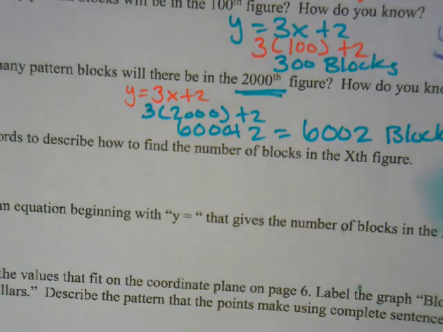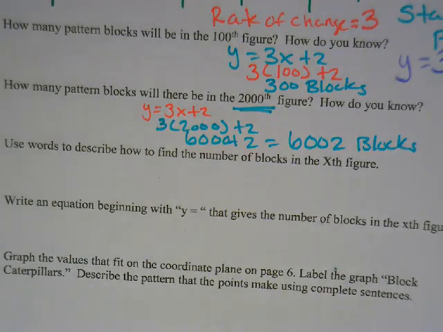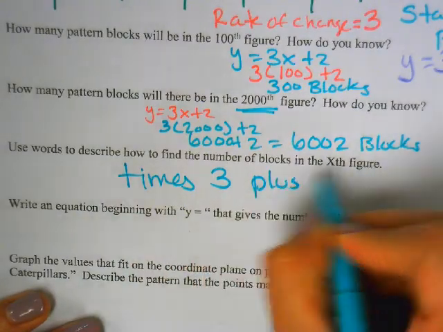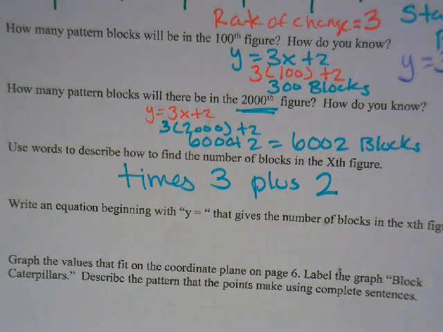Okay, the next one says, use words to describe how to find the number of blocks in the x figure. So kind of like what we do for our silent board games, how would I write the equation using words? What would you say we're doing to these numbers? Multiplying by 3 plus 2. Yeah, so times 3 plus 2. Whatever number you give me, 100, 2,000, whatever number, I'm going to multiply by 3 and then add 2.